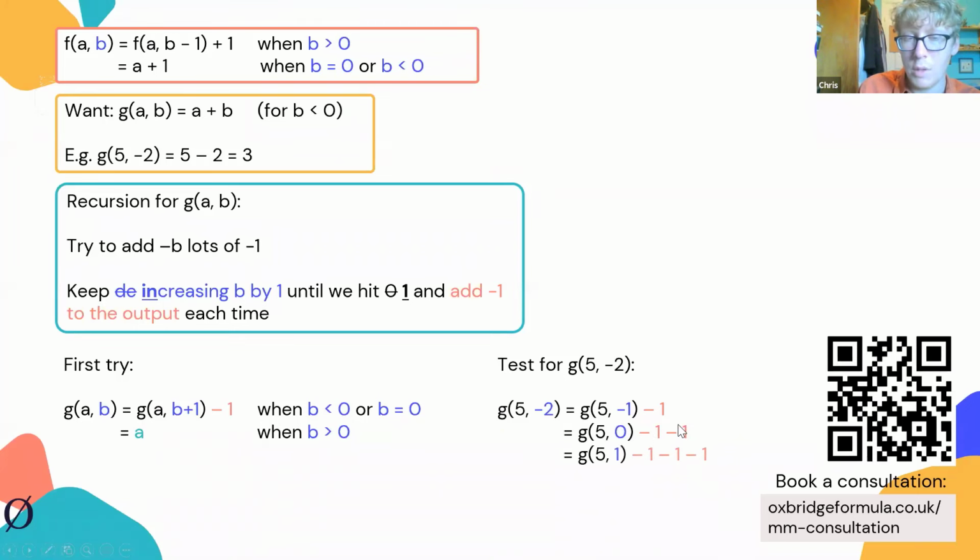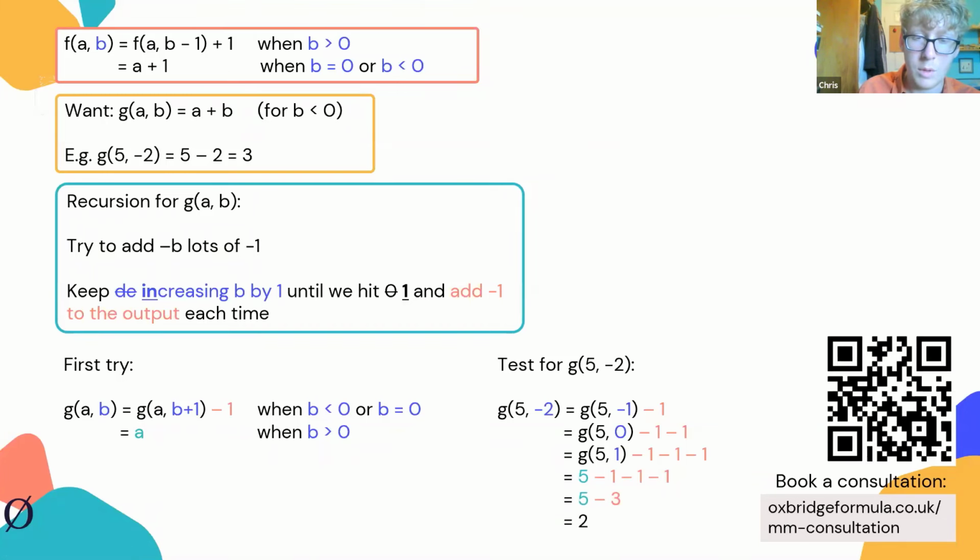And now we've got 0, and 0 is treated the same as negative. So that's also in the first line. So we increase that to 1. We've got 3 minuses on the outside. And then 1 is positive, so we're in the second line, which is going to be a, which is 5. So we get 5, and then minus 3 lots of 1 is 5 minus 3.